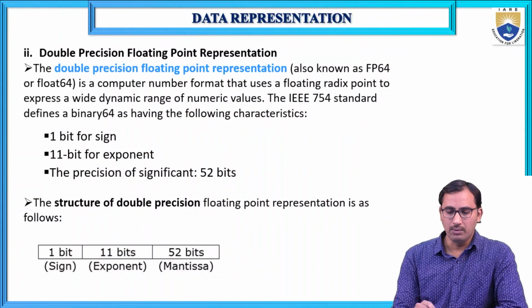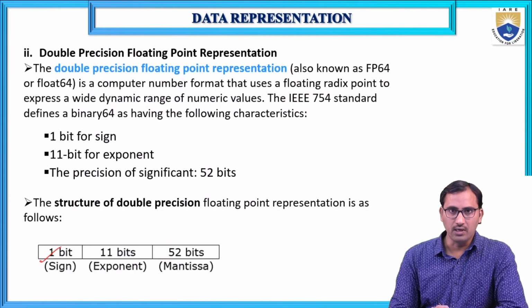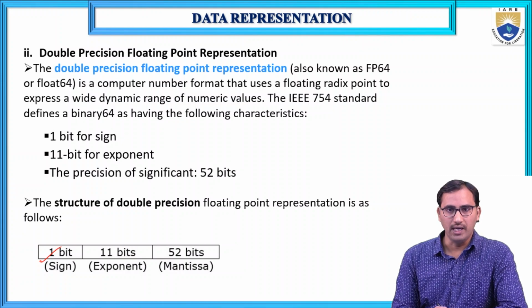Coming to the double precision floating point number, it gives more accuracy than single precision, because here we are using 64 bits to represent the number. The first bit is used to represent the sign, the next 11 bits are used to represent the exponent, and the next 52 bits are used to represent the mantissa.